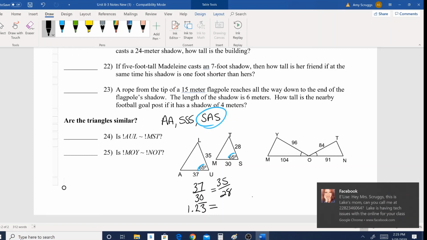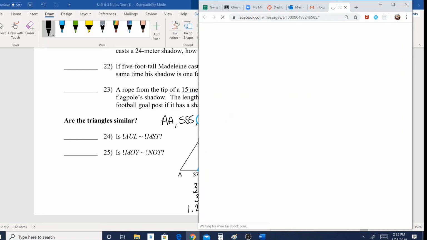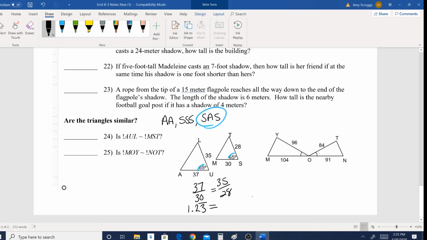30 over 28. Uh-oh. Sorry, Lake, that was your mama. Uh-oh, let's not do that. But the other side would be 1.25. Okay, so if you have these set up and you notice that the decimals are not the same, then that means that these are not similar. Okay, they have to actually have the same ratio for them to be similar.